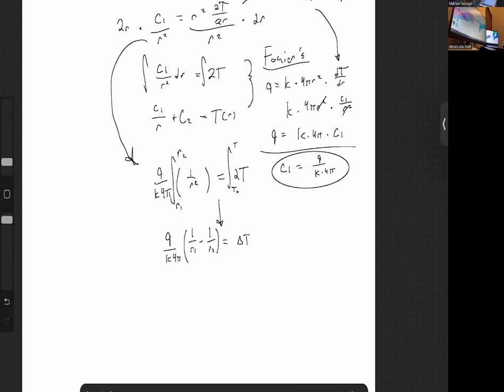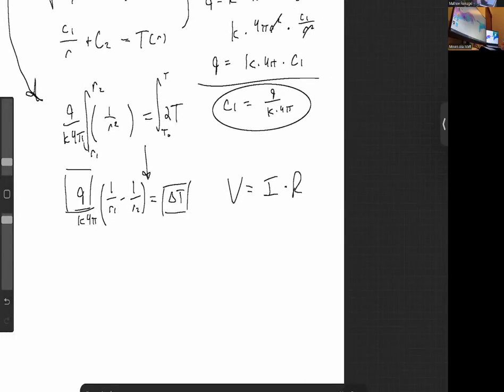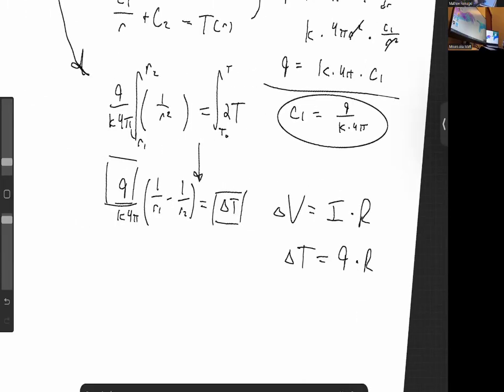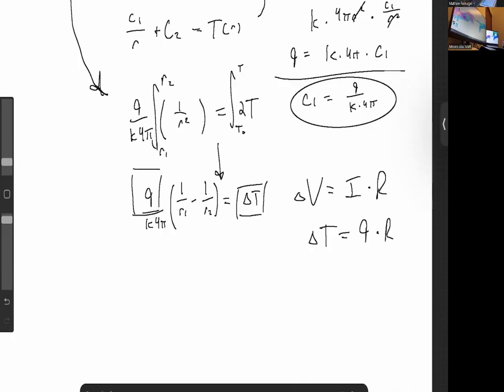Now, if you've noticed, we already have the change of temperature and Q. Remember, if we're talking about voltage in this case, voltage equals some current multiplied by resistance. Thermodynamics works in a very similar way. In simple one-dimensional analysis, our change of temperature, just like change of voltage, equals some heat flow multiplied by some thermal resistance. So we have Q and we have our change of temperature. We just have to rearrange it so that we can get an expression for resistance.